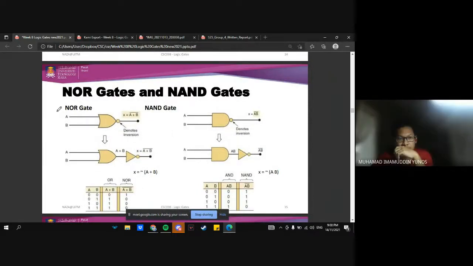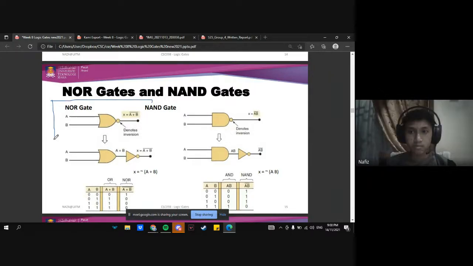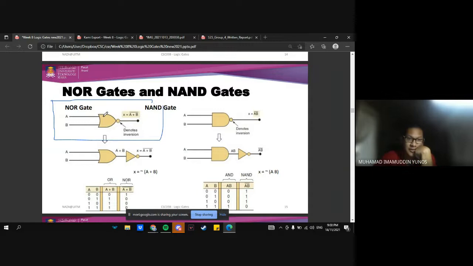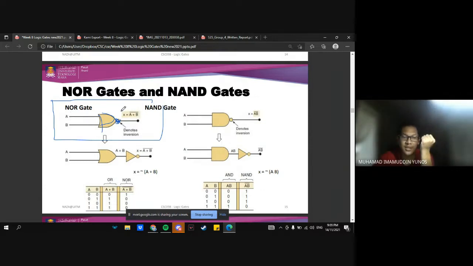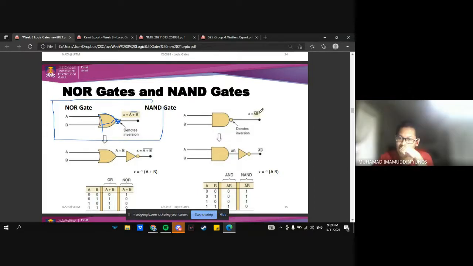Here is the example of the diagram of the NOR gate. Here we have the OR gate, and then we have the inverter, the NOT gate. So the Boolean algebra is A plus B. The input is A and B. A plus B because it is an OR gate. We add them, and then we invert it. For the NAND, A times B because the gate is AND, and then we invert it. This is the example of NAND gates.